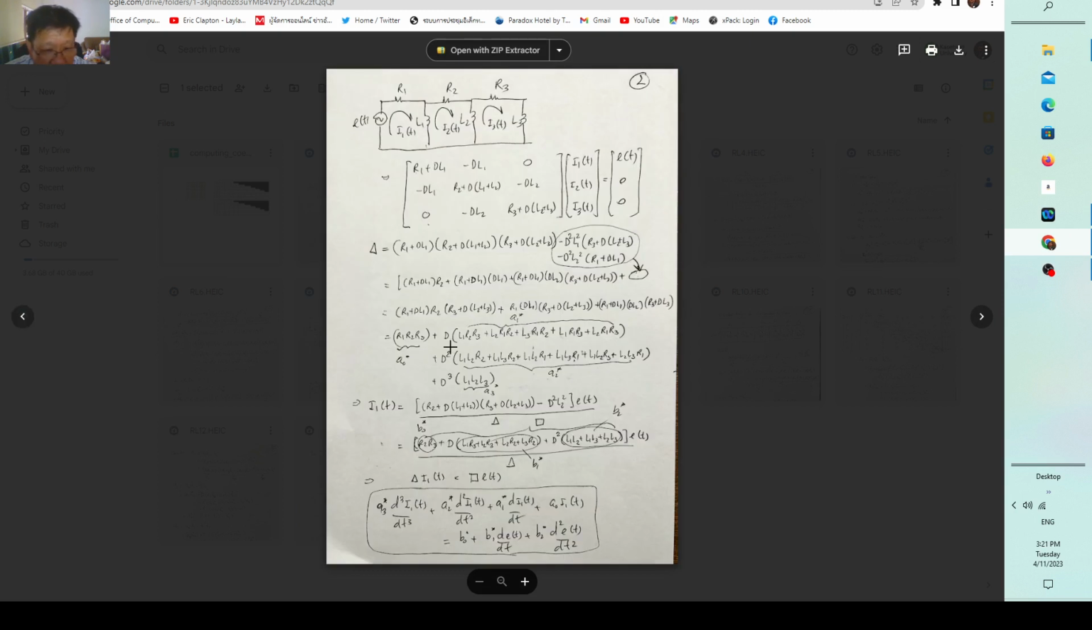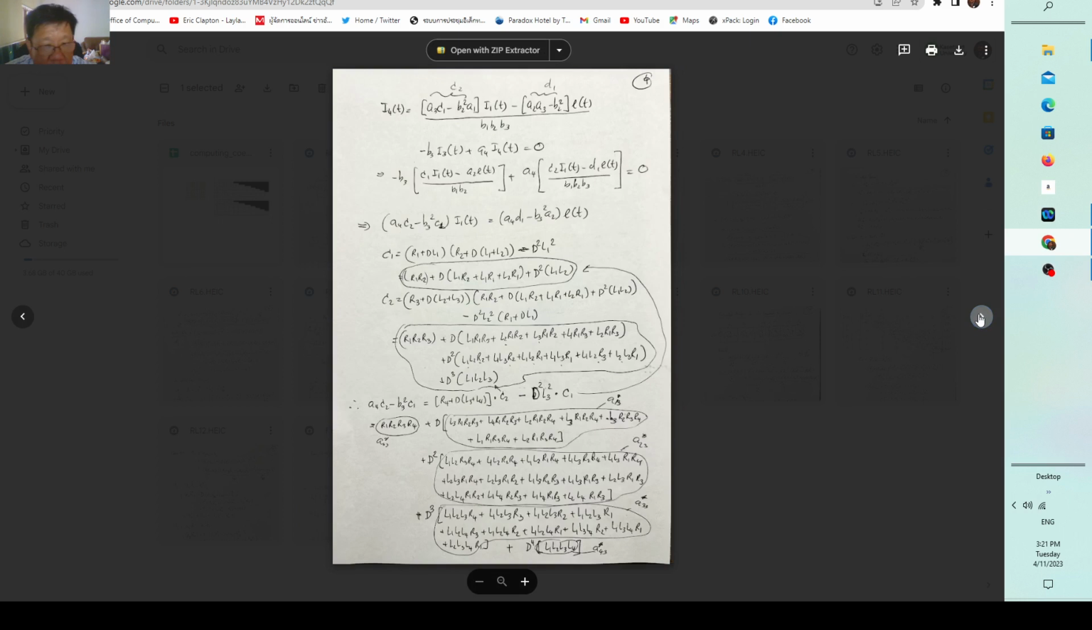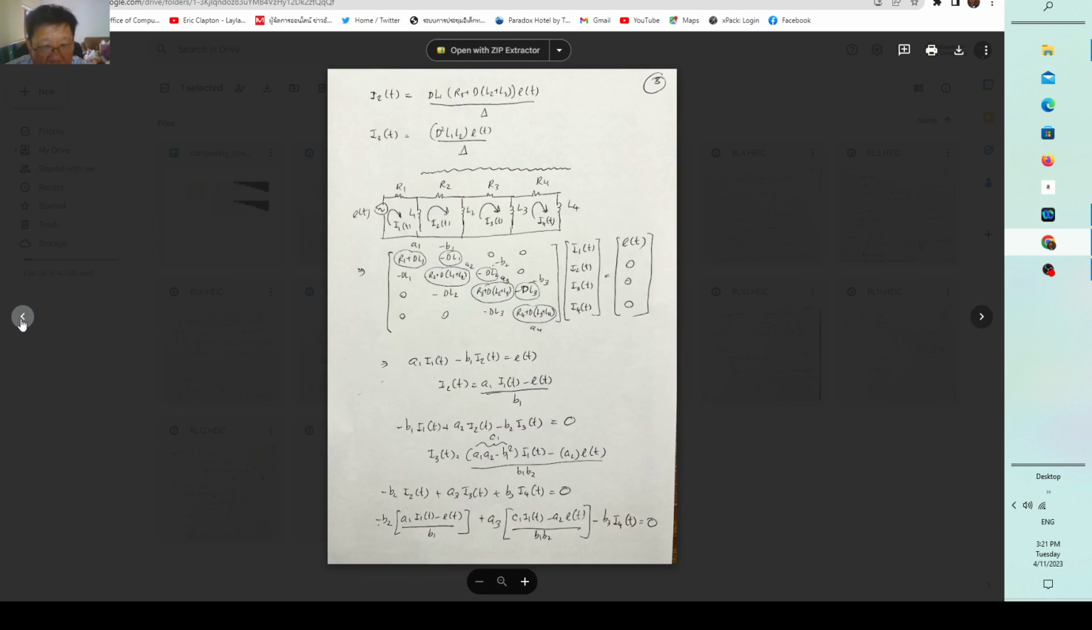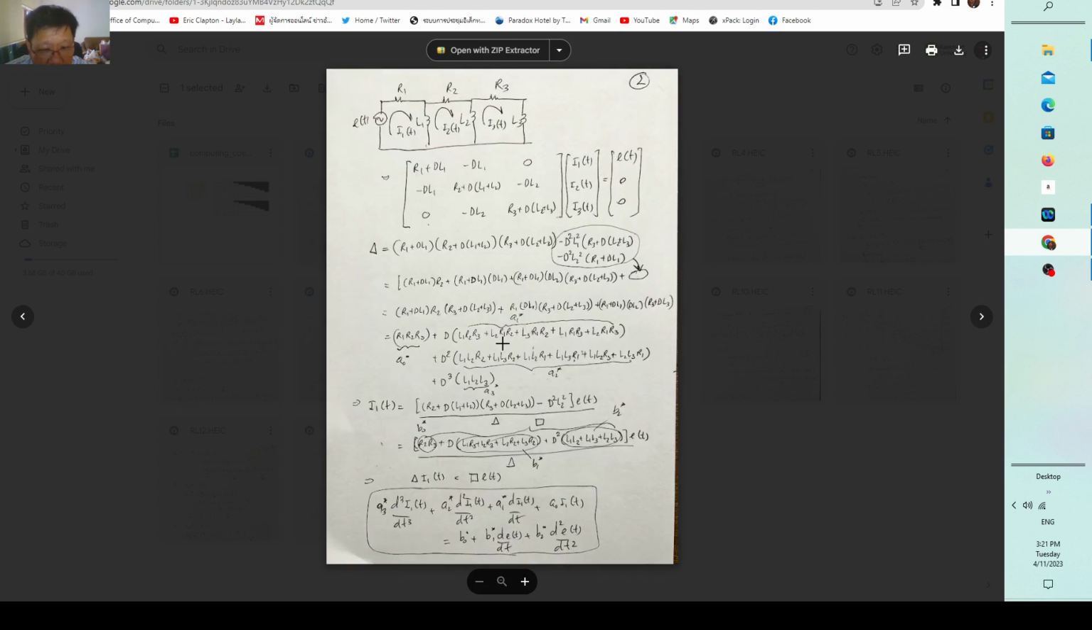Okay? This one should be L sub 1, R sub 2, R sub 3. Okay, so the correct one is in here. Okay, so I did make a wrong copy over here. This one should be L sub 1, R sub 2, R sub 3 times L sub 2, R sub 2 over here. L sub 1, L sub 2, R sub 1, L sub 3, R sub 1, R sub 2.